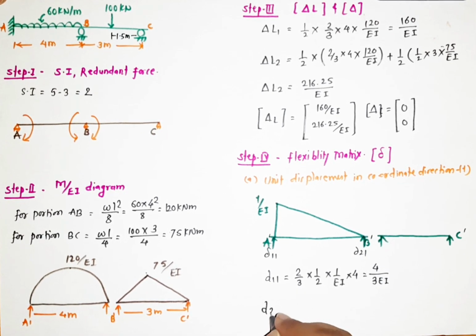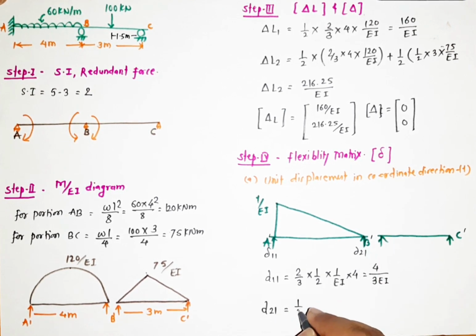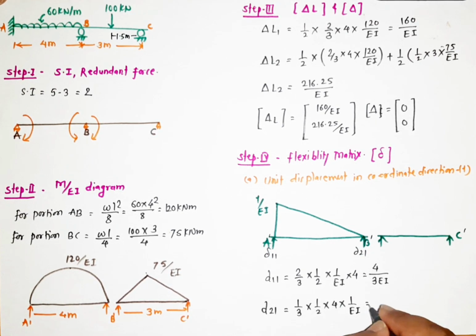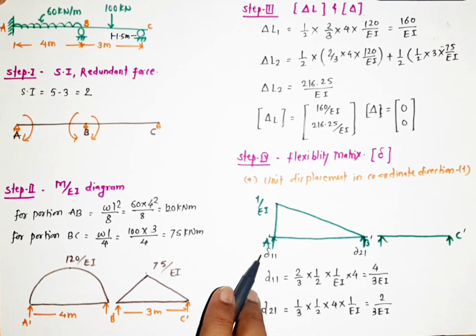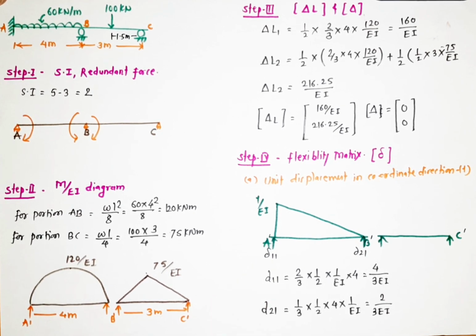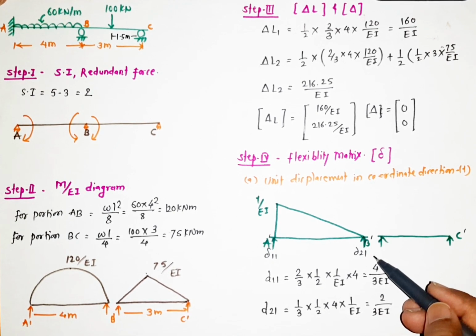The next is delta 2 1. Delta 2 1 is nothing but at this point. That's why it is 1/3 of 1 half base into height 1 upon EI, which I had written again here. So ultimately this comes to 2 upon 3 EI. So when we are calculating delta 1 1, it will be 2/3 of base into height, and for delta 2 1, it will be 1/3 of base into height. Kindly remember it whenever we are solving these kinds of problems.